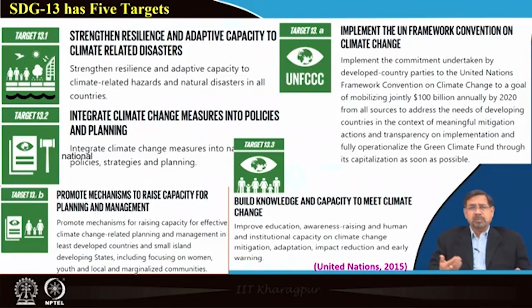So, that means we need to improve our education, awareness raising and human institutional capacity on climate change. There have to be training programs, and people have to be aware. Take the disaster of cyclones: the people who mostly inhabit the coast, which is prone to cyclones, should be aware and educated, and should know what capacities are available to them for mitigation. This helps them in mitigating and adapting to climate change, and that is how the reduction in impact and early warning come about.